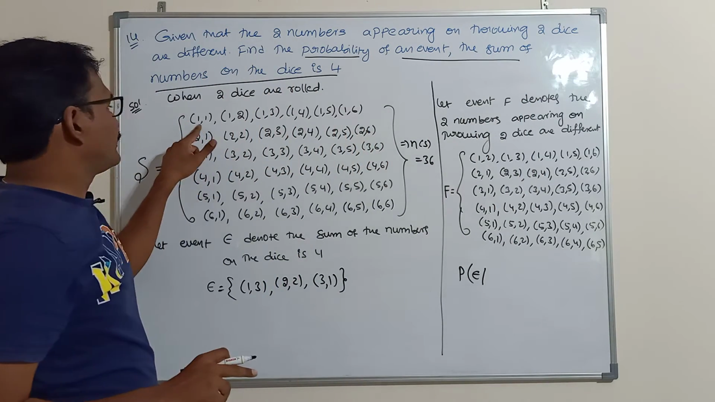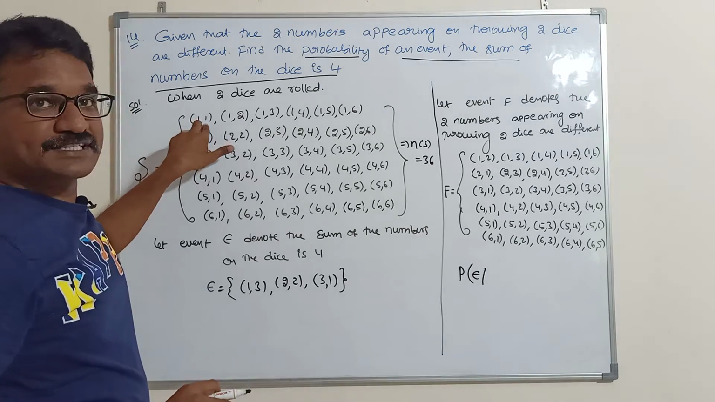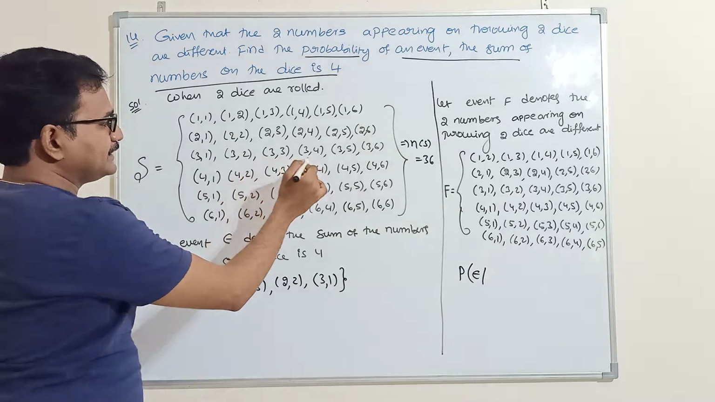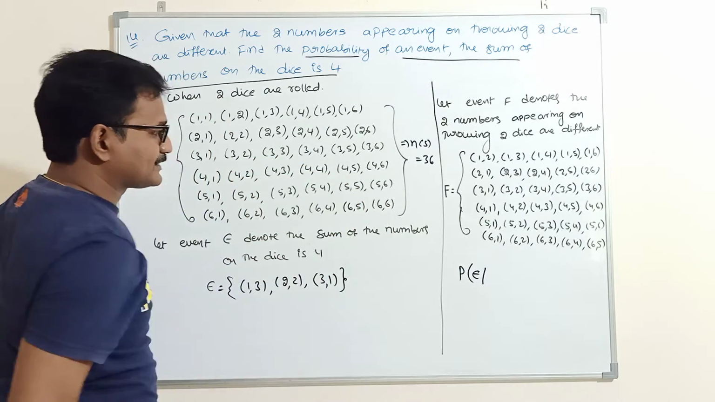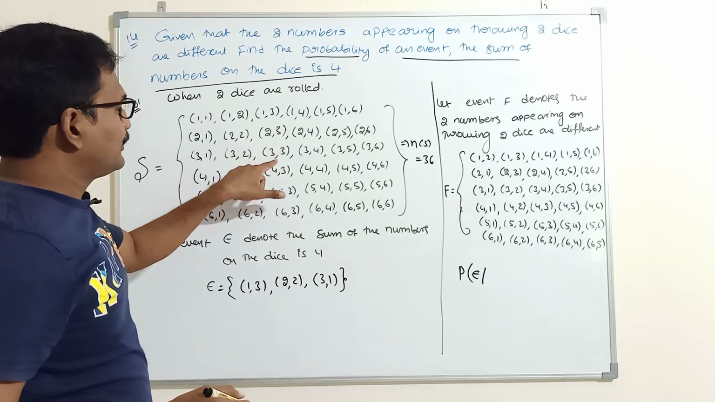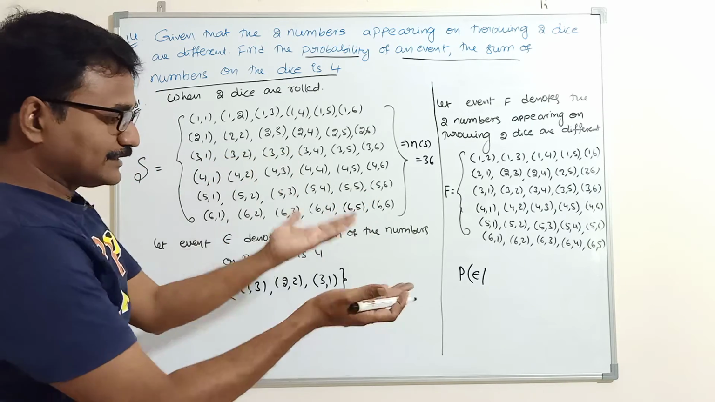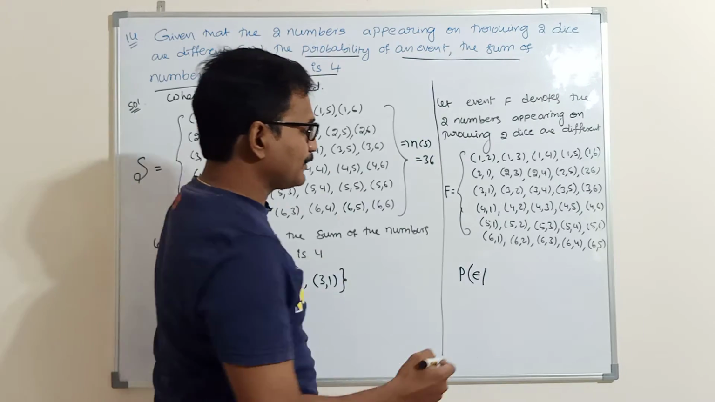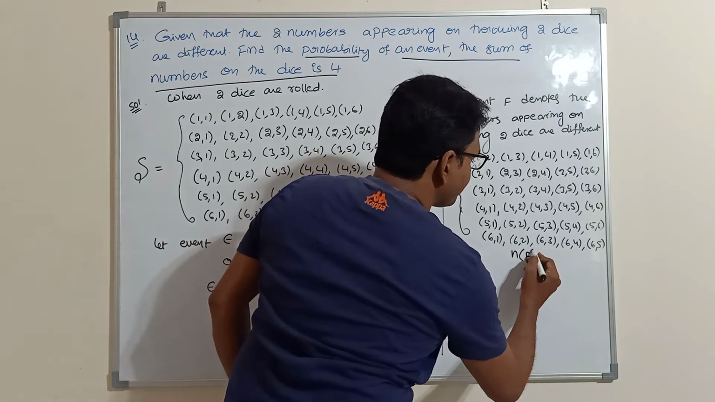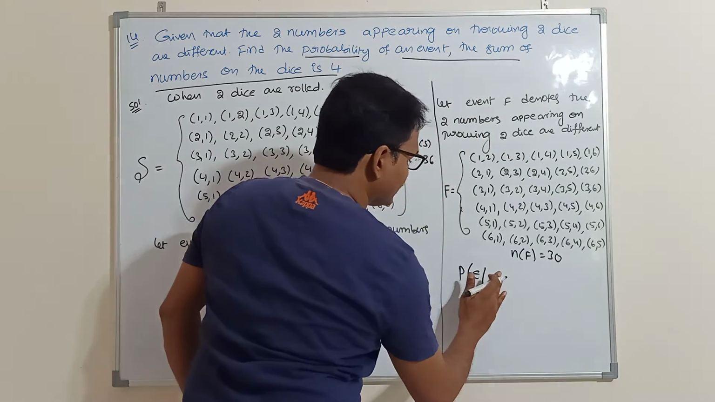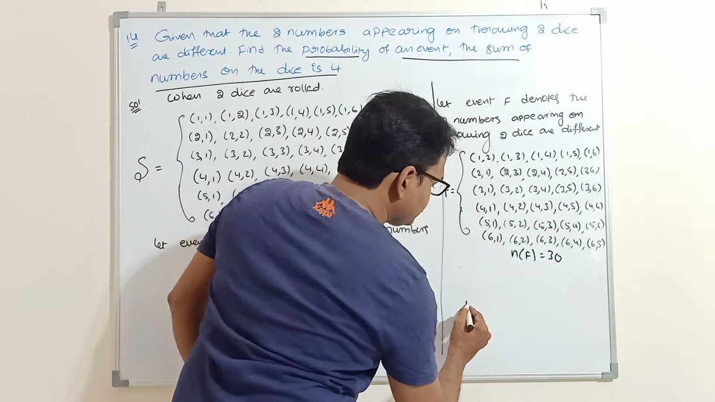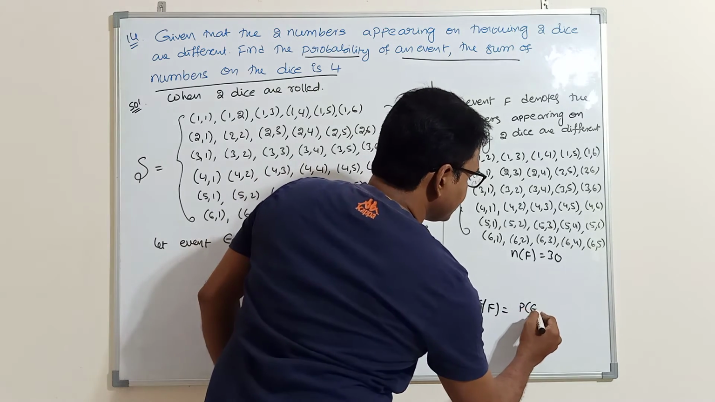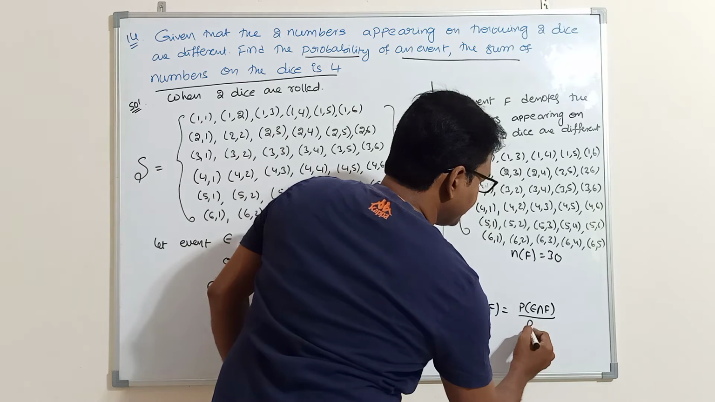If you take sample point 1 comma 1, both dice are showing the same numbers. Next, 1 1, 2 2, 3 3, 4 4, 5 5, 6 6. So these sample points denote the same numbers on both the dice. That's why eliminate these 6 sample points. Remaining total sample points, how many are there? Number of sample points is 30. So P of E given F is equal to P of E intersection F by P of F.